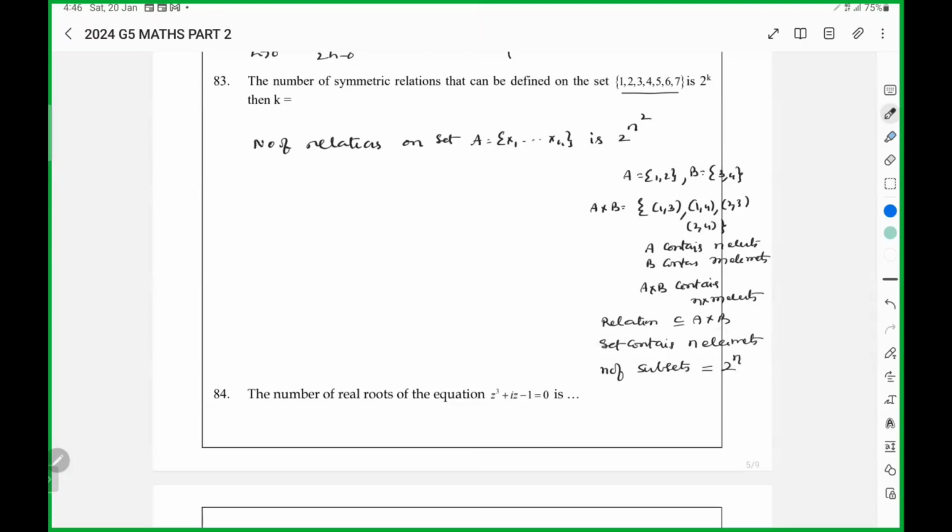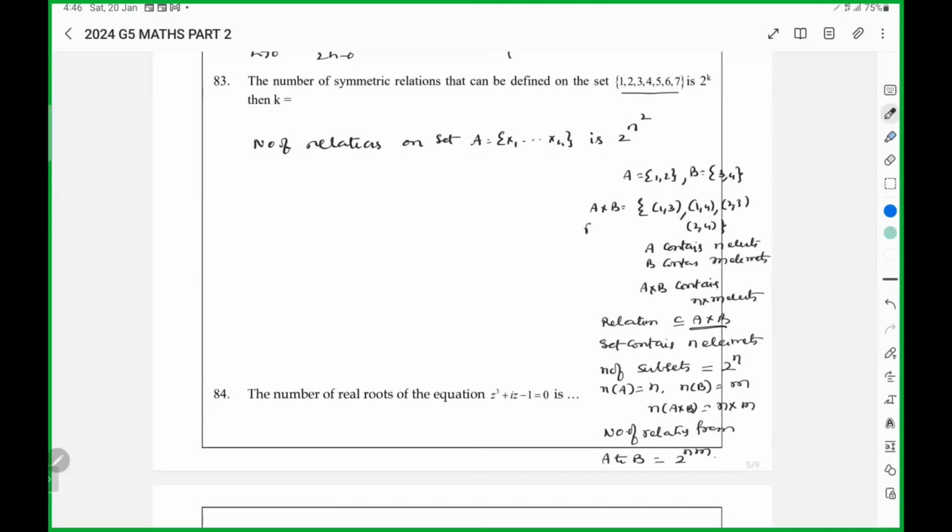Now here, A cross B contains... suppose A contains n elements, B contains m elements, A cross B contains n cross m elements. Number of relations from A to B is 2 power nm. Like function, relation has no restriction.